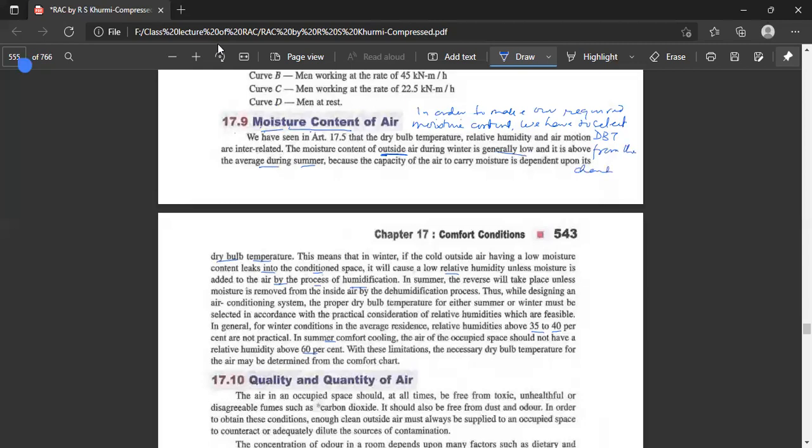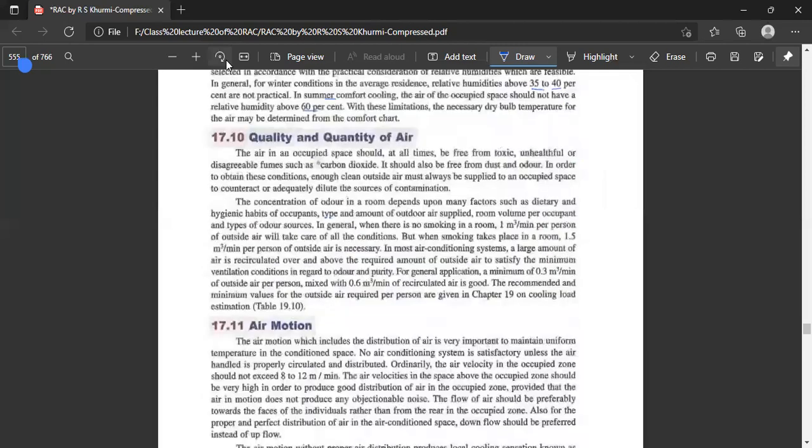Now, quality and quantity of air. The air in the occupied space should at all times be free from toxic, harmful, and disagreeable fumes like carbon dioxide.